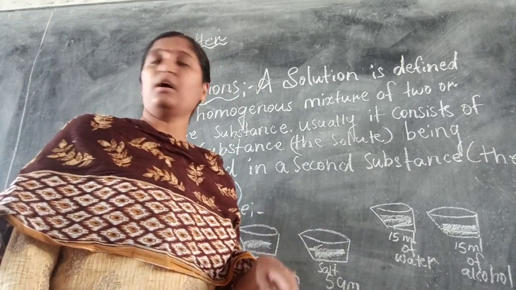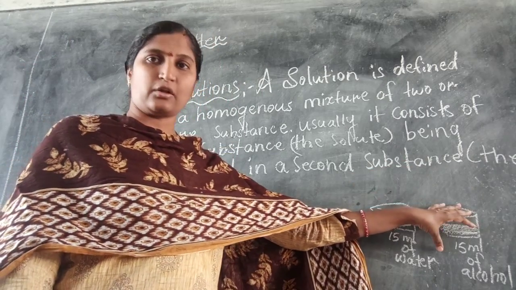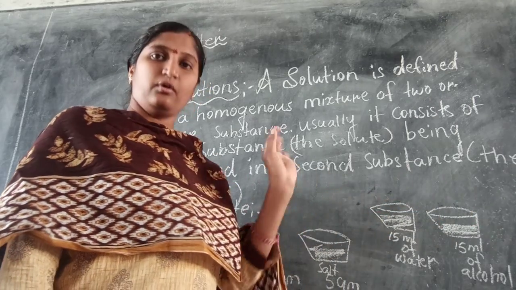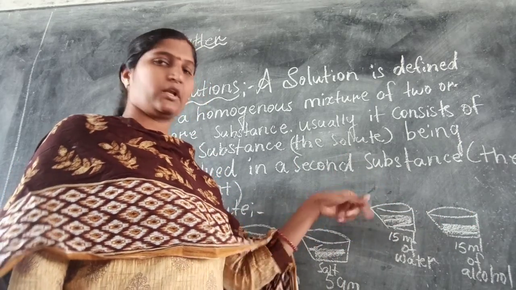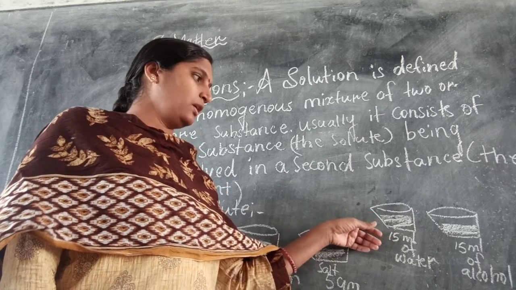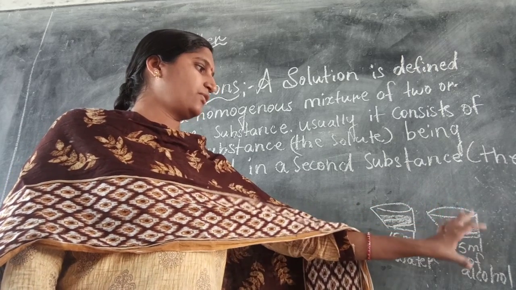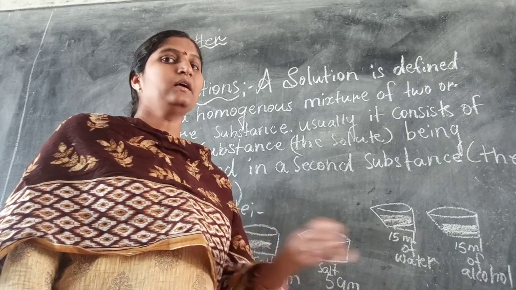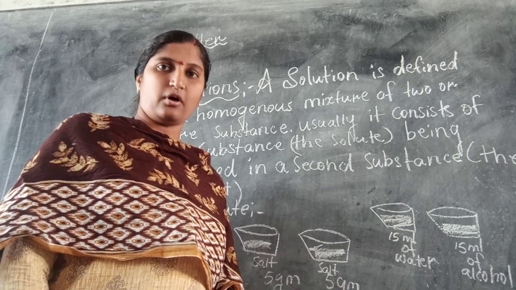Means what happens here? Here we are pouring the salt in the water as well as in the alcohol. So the first cup of salt, when you add water, the salt content dissolves in water. And in the second cup of salt, when you put in 15 ml of alcohol, it doesn't dissolve completely. The salt doesn't dissolve completely in the alcohol.